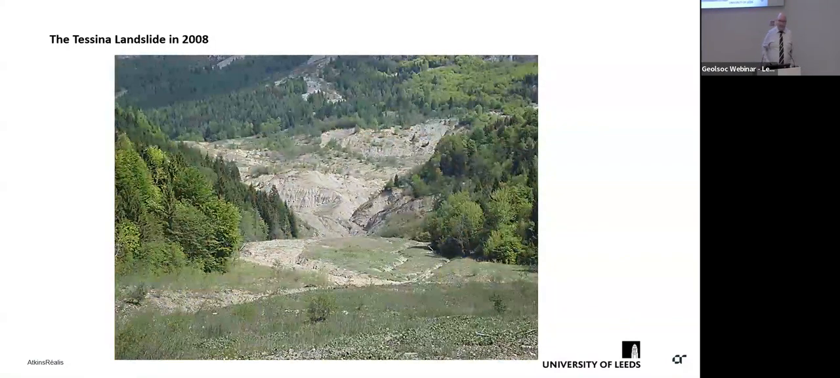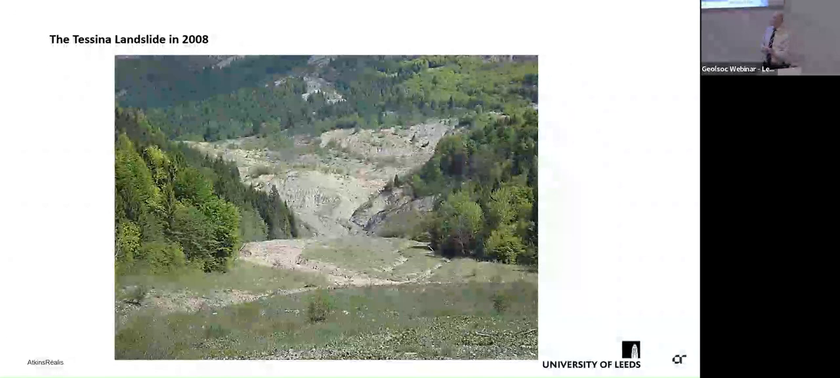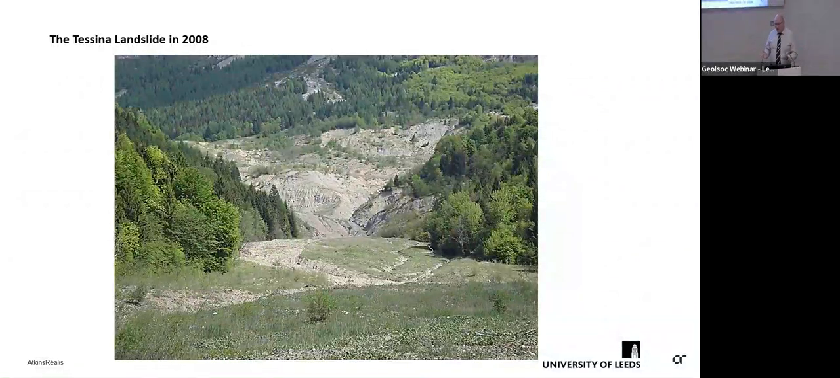By 2008, which was the last time I was on Tessina, there's still obviously a landslide there, but you can see it's becoming much more vegetated. Some of the drainage is reintegrating with the landslide, and therefore we begin to see an evolution back to a situation where we're looking at a landslide which is currently dormant. The geomorphological processes haven't changed, so we can expect at some point it will be reactivated, probably by rainfall.